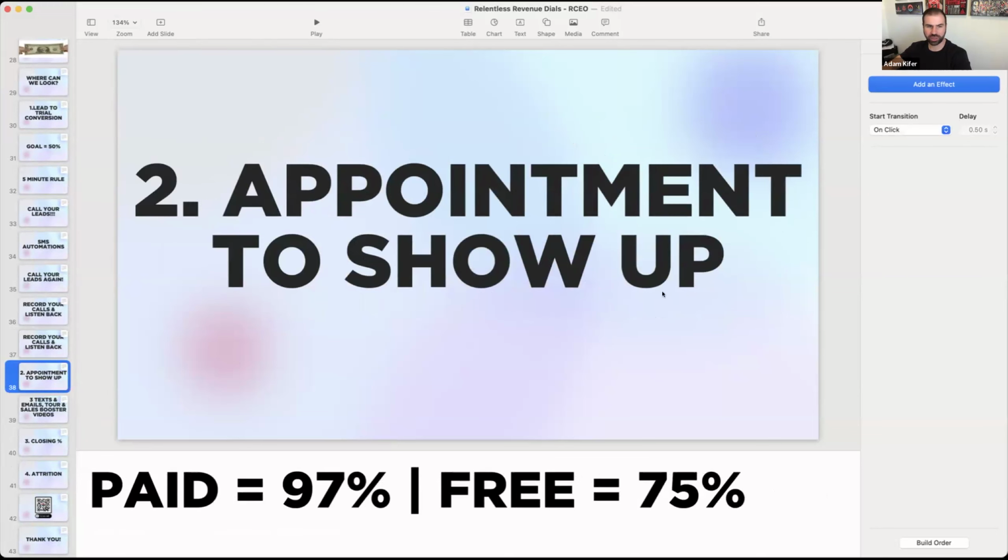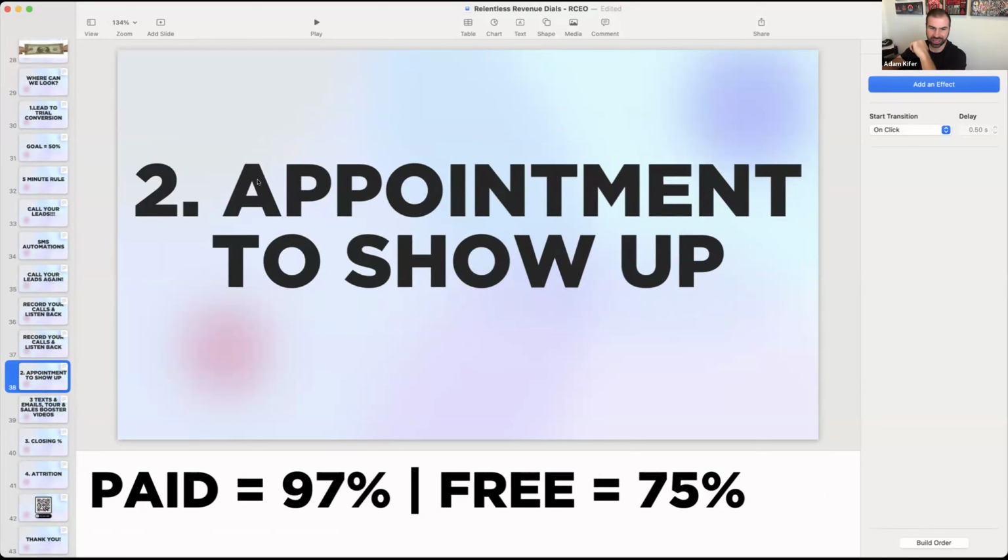Let's talk about appointment to show up. We can increase this. Here's what the metric should be. If it's a paid trial, you should have a 97% show up rate. If you're not having a 97% show up rate, there's something that can be done better in the confirmation process to get them there.